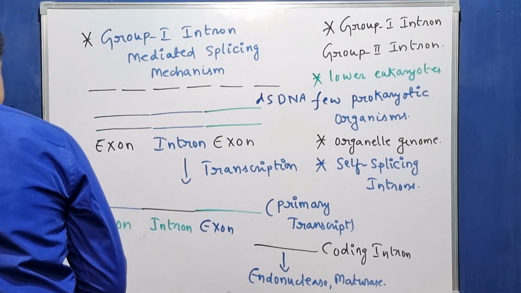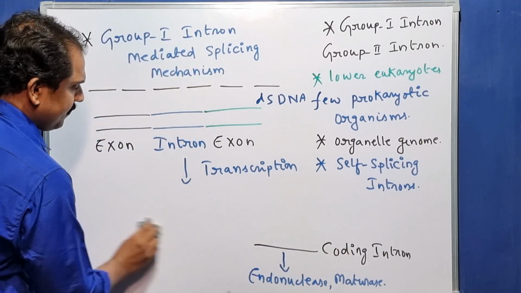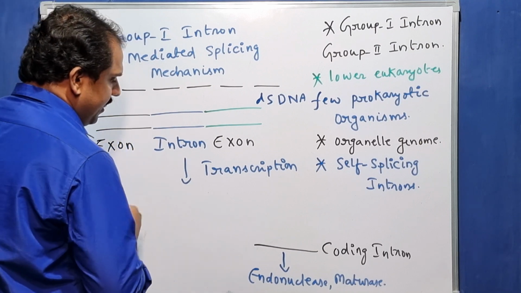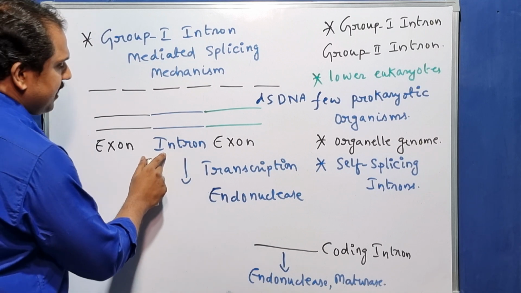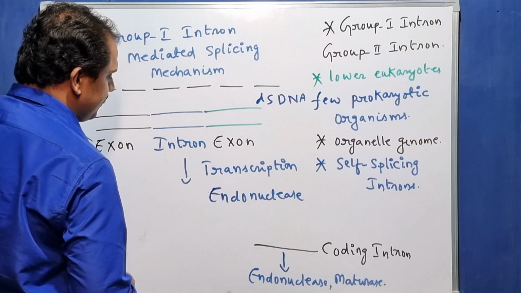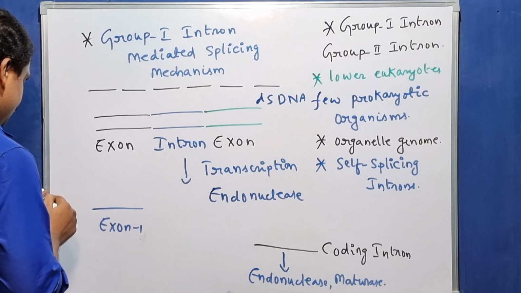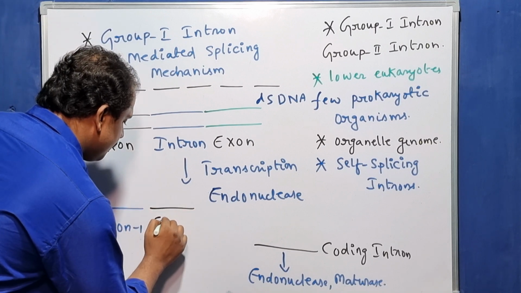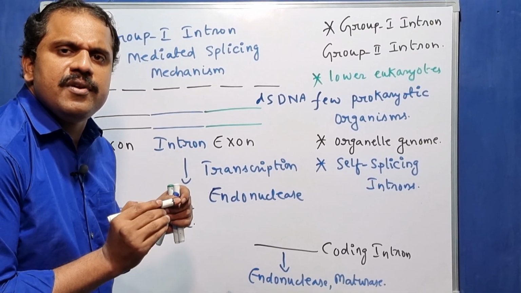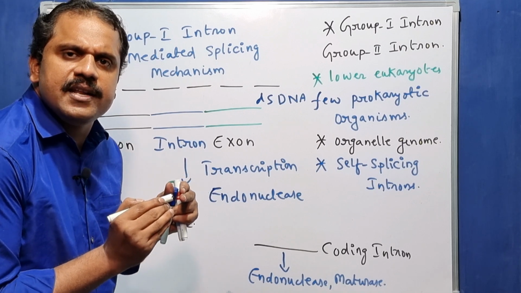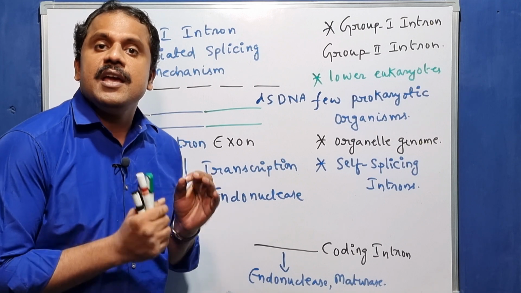So let me erase the things first. So here, in the presence of endonuclease enzyme, the non-coding sequence or the intron, which is a part of the double-stranded DNA, successfully splices out. Now it leads to the formation of only the exons. Is it clear? The specific process through which the intron successfully splices out by taking advantage of the endonuclease enzyme is termed as what? Homing. Is it clear? So this is regarding group 1 intron mediated splicing mechanism.